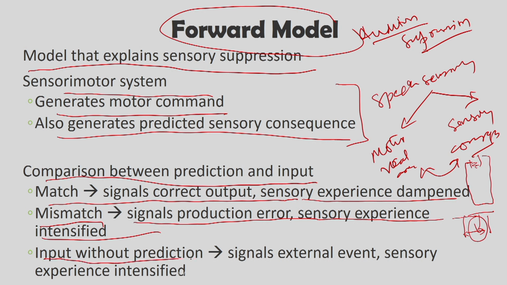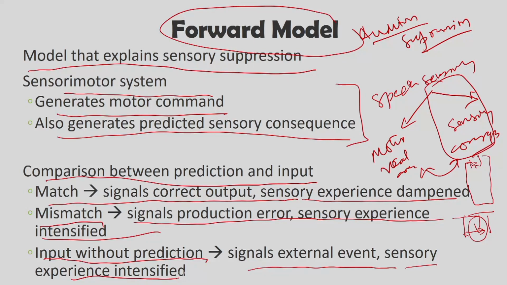And also, input without prediction. Now, if there is no prediction, if the sensory system does not predict what you are going to hear, but you hear something from an input, it signals an external event and sensory experiences are intensified. And so, here you start thinking that it is not something that you have said, that it is coming from somewhere else, and the sensory experience is intensified, it is not your sound, and that is why there is no interference.